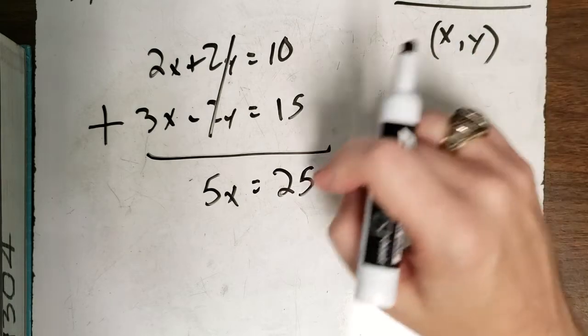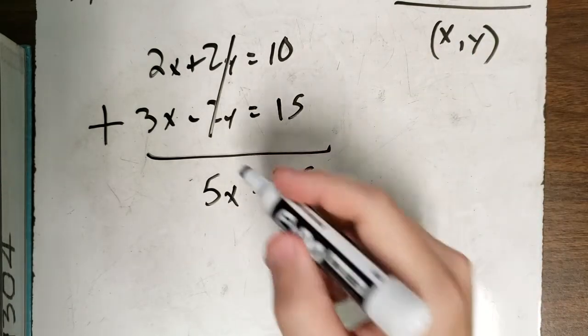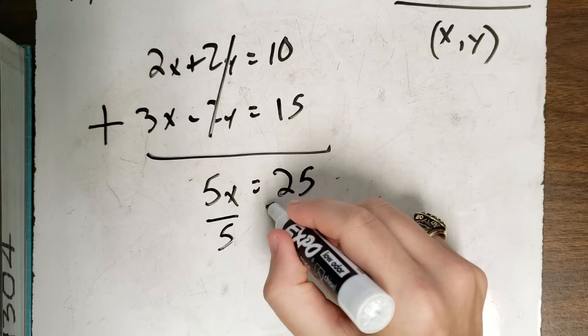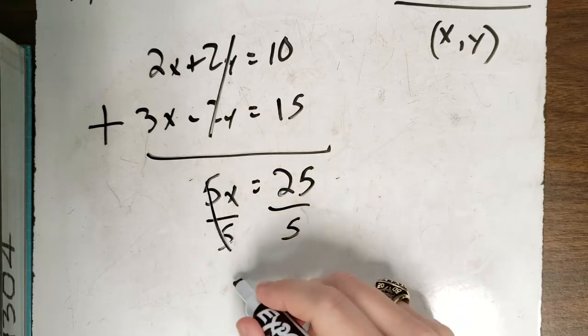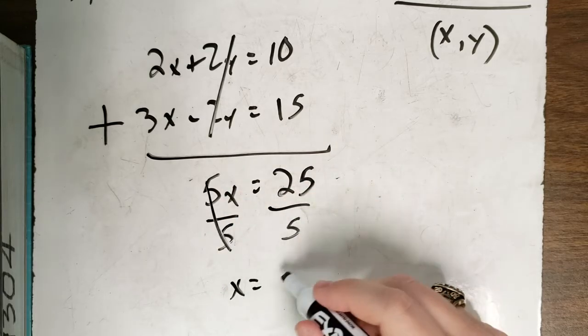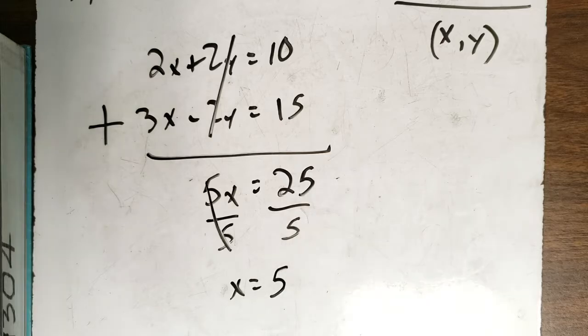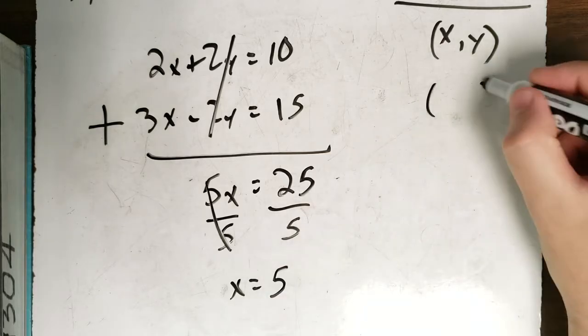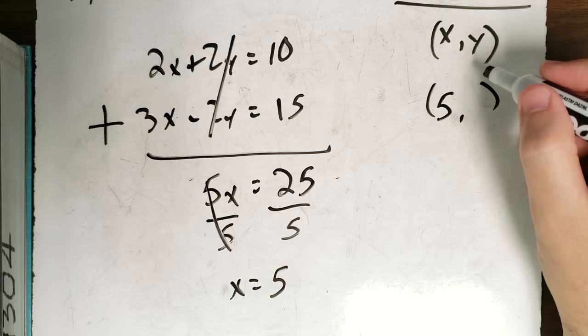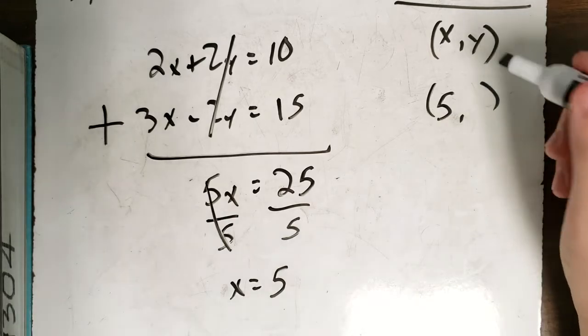So now we can go ahead and get our x by itself. Our last step here is to divide by our 5, and x equals 25 divided by 5, which is 5. So x is 5. We can go ahead and plug that in as half of our answer.